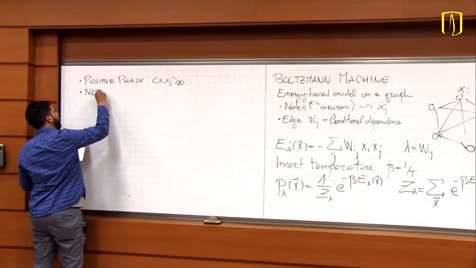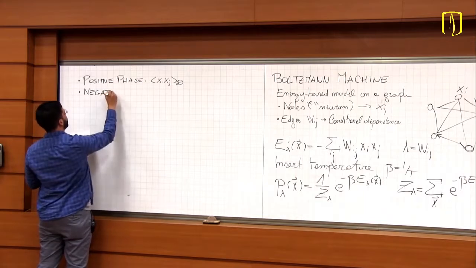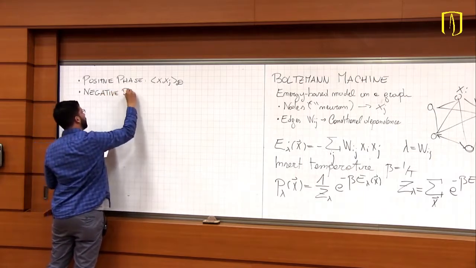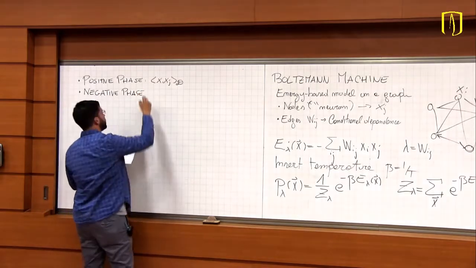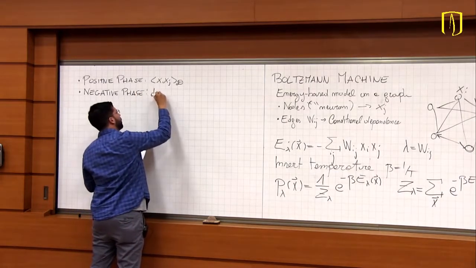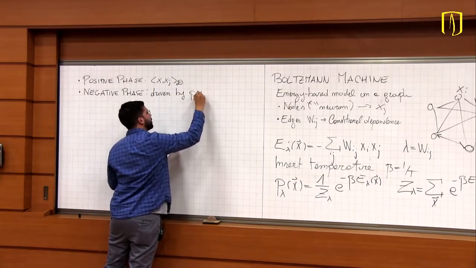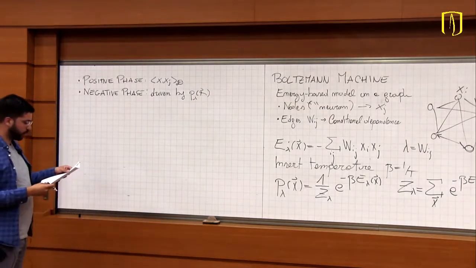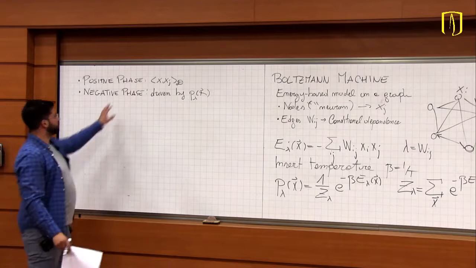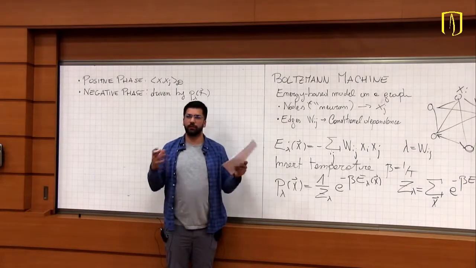And the point is that the positive phase is easy to compute, while the negative phase is driven by P and involves exponential sums that we're going to deal with using Monte Carlo. Is there any question about this? Is it more or less clear? This is the kind of philosophy, right?